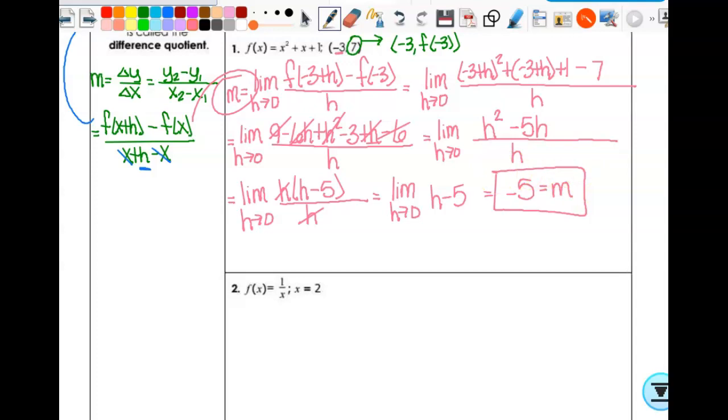What questions do you have? We all good so far? Yes, ma'am. Yes, because when you are looking for the slope, the idea is that you want that h to get as close to 0 as possible, so the x's are the same. Yes, that's a good question. Anything else? Okay. All right, let's look at number 2.